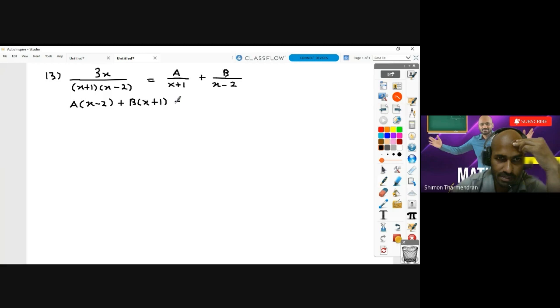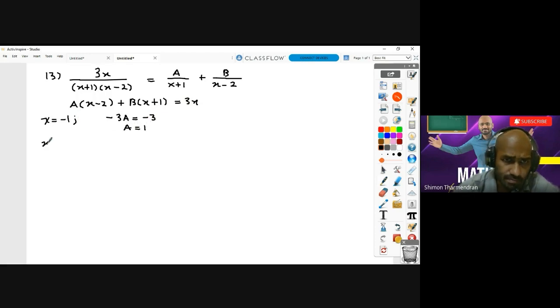And this got to be the 3x over here. So since this is 3x over here, I want to kill off my b, so I let x equals to minus 1 here. So b will be gone. I have minus 3a equals to a minus 3, giving us a equals to 1. I want to kill off my a, so I put x equals to 2. 2 minus 2 is 0. So 2 plus 1 is 3b, and 3 times 2 is 6. So I get b equals to 2.